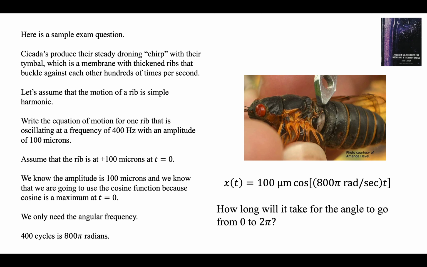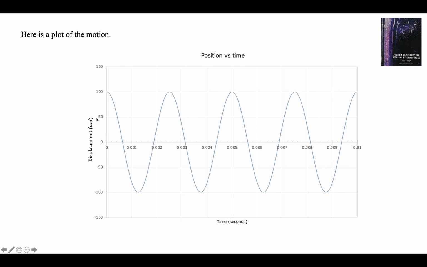Finally, here's the plot. What is 1/400th of a second? If you take your calculator and you go 400 1 over x, what is it? 1 divided by 400. 1/400th should be 0.0025. So here's a plot of the motion.